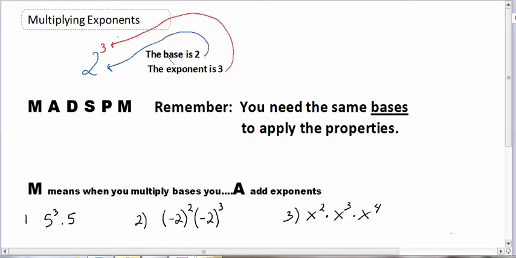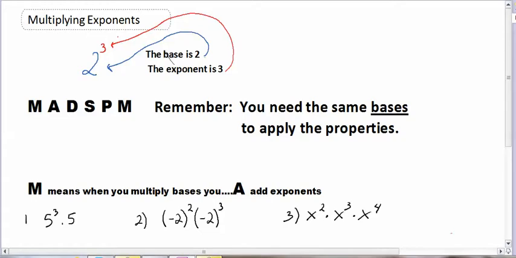So the base is the big number, which in this case is the 2. The exponent is the 3. All right, I've got some notes for you. You should glue these notes onto the left-hand side of page 36 of your composition book. Today we're going to be focusing on a mnemonic to help us remember the rules for exponents. We have MADSPM. And then there's a box there.